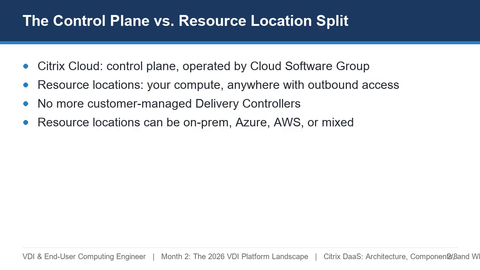Citrix DaaS splits into two halves. Citrix Cloud is the control plane: brokering, licensing, policy, and the admin console, all operated by Cloud Software Group so you never patch or scale it. Resource locations are yours, the actual compute running session hosts, which can be on-premises, in Azure, in AWS, or a mix. This is exactly why large enterprises with existing data center investment can adopt Citrix DaaS without ripping out their hypervisor estate.